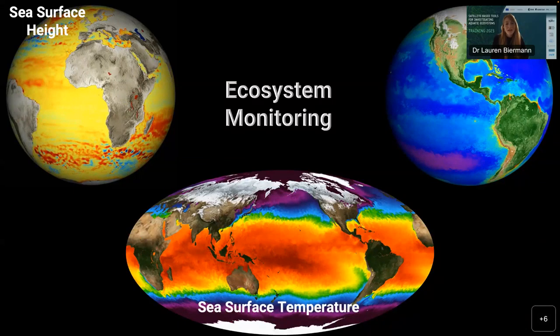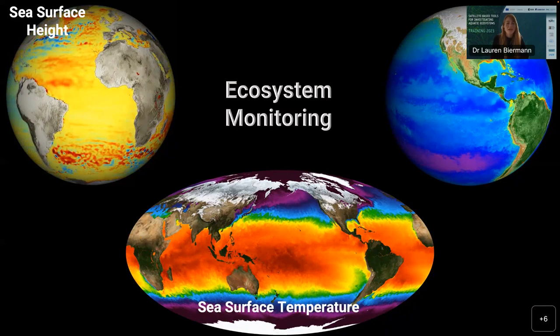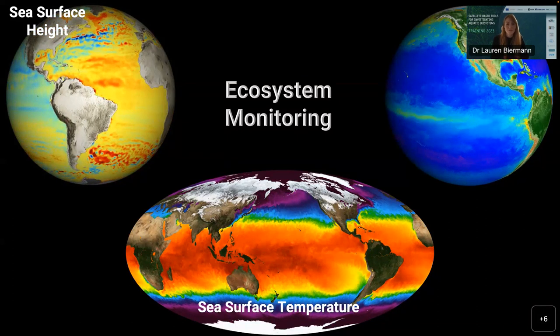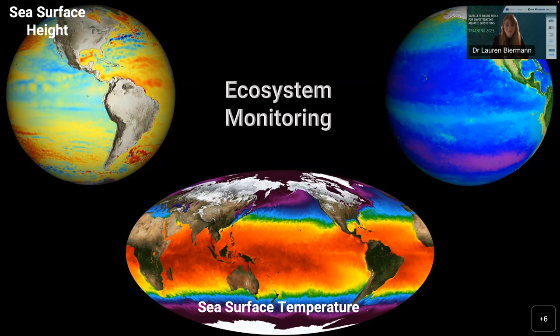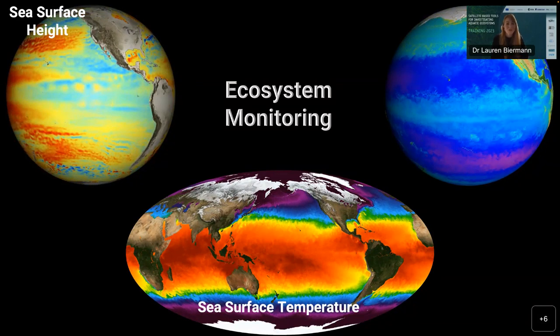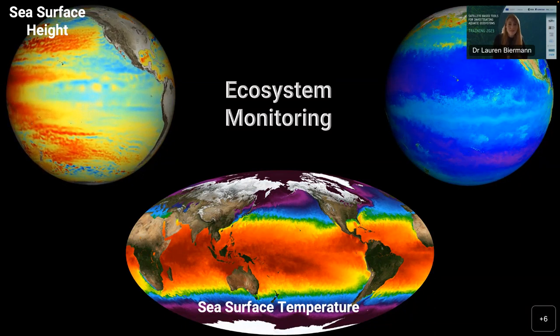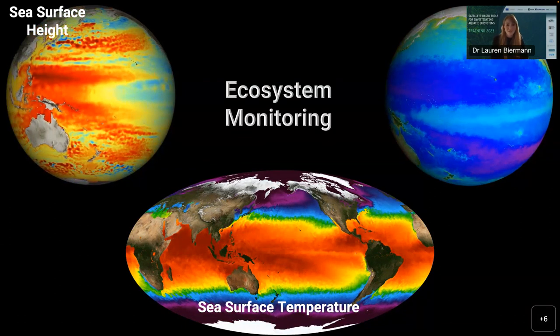And when it comes to ecosystem monitoring, we have so many amazing tools at our disposal. And I would say some of the key things that we can monitor from space and that we use for ecosystem monitoring are things like sea surface height, ocean color, and sea surface temperature.